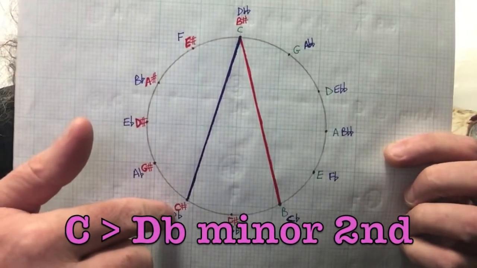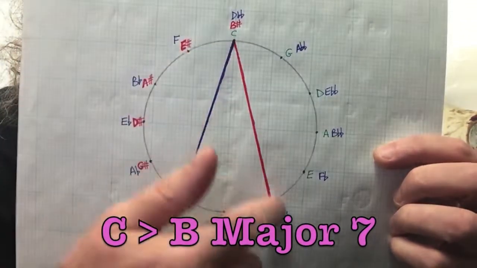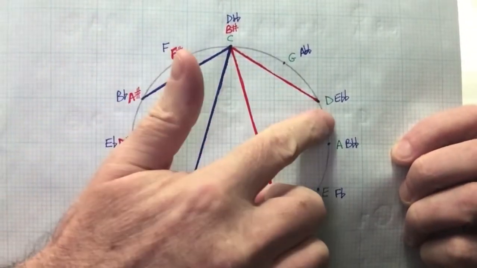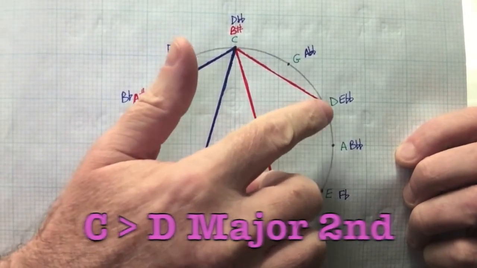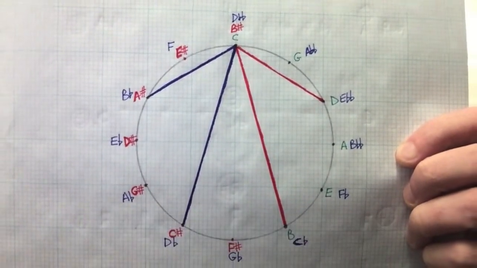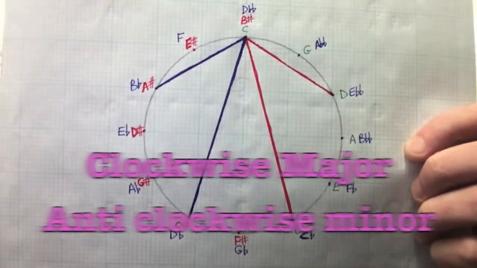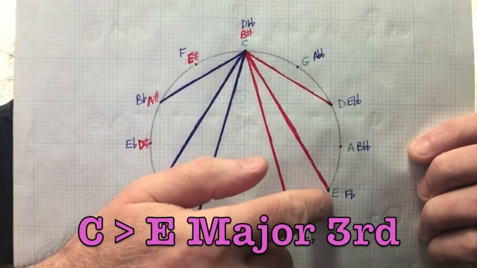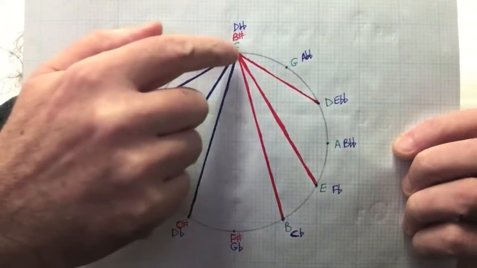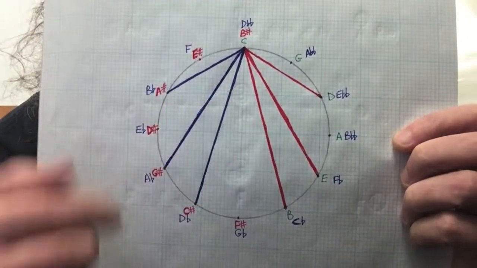Check this out. C to D flat is a flat 2. And what's the opposite of a flat 2? Is a major 7. There's your major 7, there's your flat 2. Okay, C to D is a major second. The opposite of that is a flat 7. C to B flat is a flat 7. Clockwise major, anti-clockwise minor. C to E is a major third. And the opposite of that is a minor 6, which is A flat. Once again, clockwise in red, anti-clockwise in blue, minor, major.